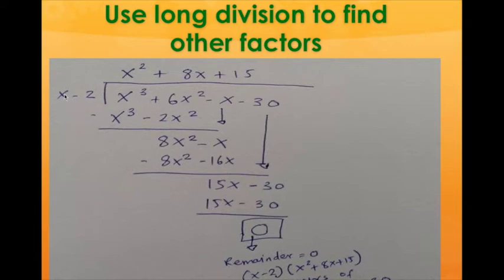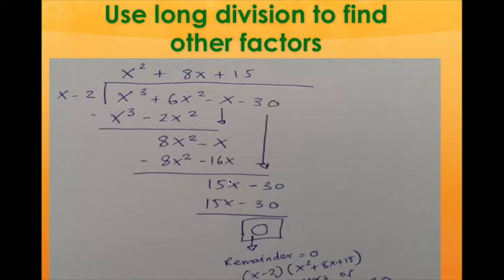Bring the minus x down. A polynomial that when you multiply by x minus 2 gives 8x squared is 8x. So negative 8x squared, negative 16x. So this and this go, negative x minus negative 16x is 15x. Again, find a polynomial that when you multiply by x minus 2 you get 15x, in this case 15. So 15x minus 30. Once you bring that negative 30 down, it's 15x minus 30, and the remainder is 0.